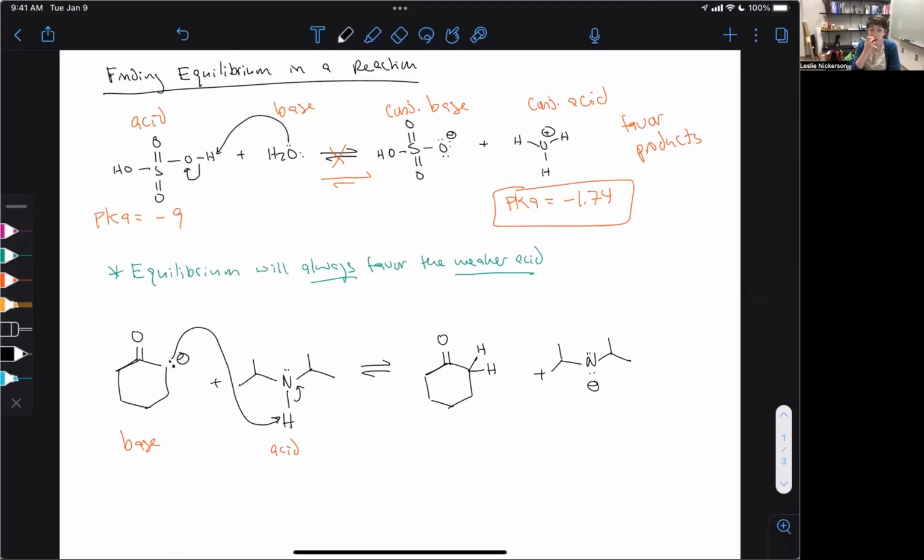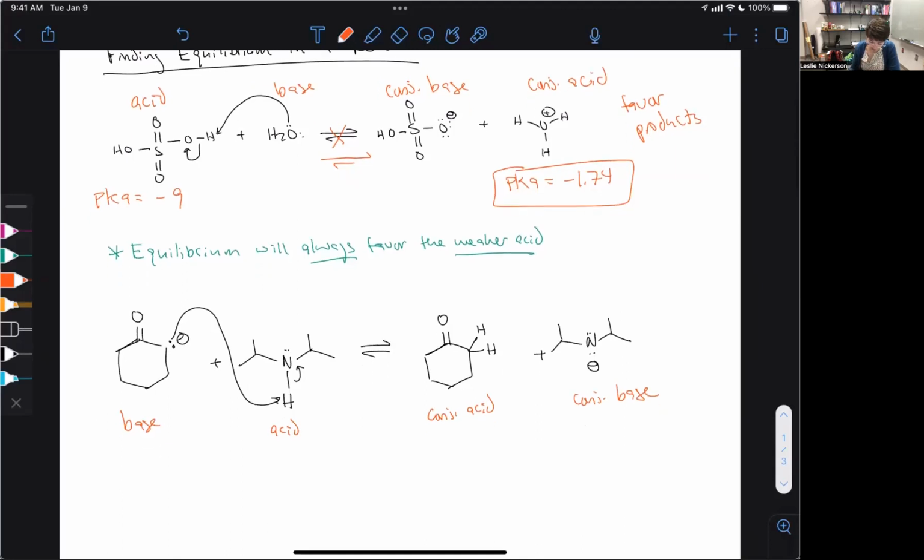So if we're looking at this, we need to again label out our conjugate base and conjugate acid. So this is our conjugate acid. This is our conjugate base. And then I need to find the pKa values for both acids. So the acid and the conjugate acid.